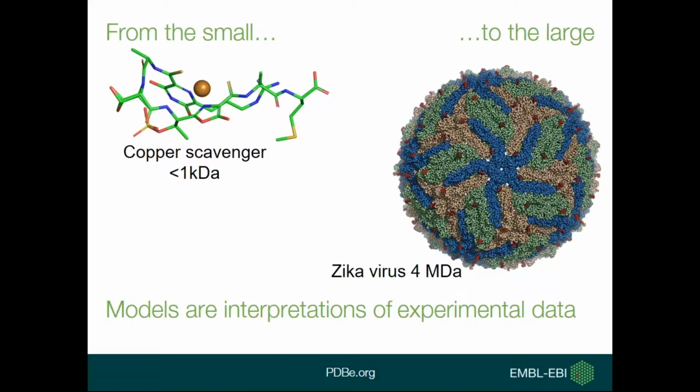It's important to realize that whatever the size of the molecule in the PDB, from the very small molecules, for instance this copper scavenger, which is less than a kilodalton inside, to the huge complexes such as Zika virus, all the models in the PDB are interpretations of experimental data.